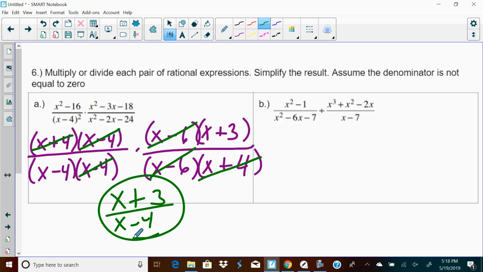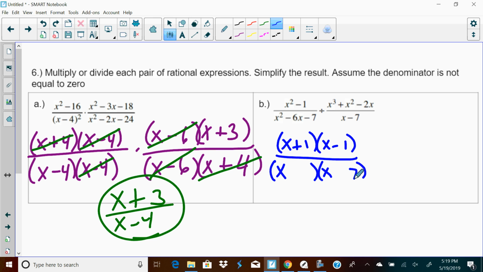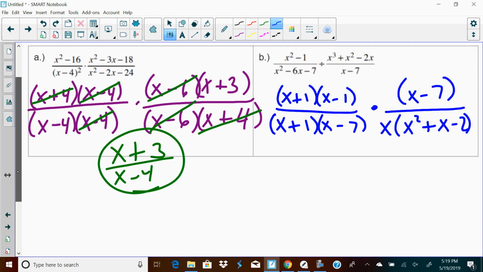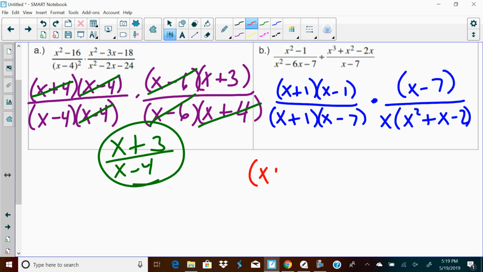For B, I do the same thing. This time I'm dividing. So I get x plus 1, x minus 1, because that's the difference of 2 squares. I get x plus 1, x minus 7. Since I'm dividing, I change it to multiplication, and I put the x minus 7 on top. And then I pull out an x for this one. So I get x squared plus x minus 2. So now I'm going to leave everything I factored so I can factor that bottom.